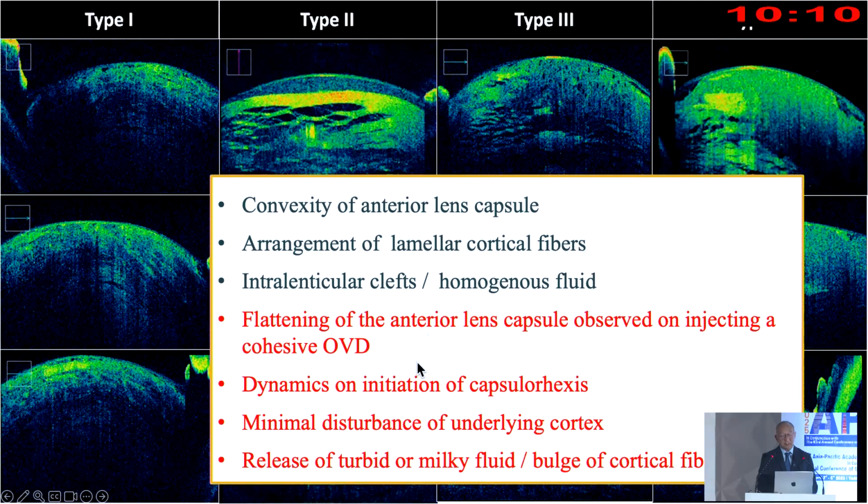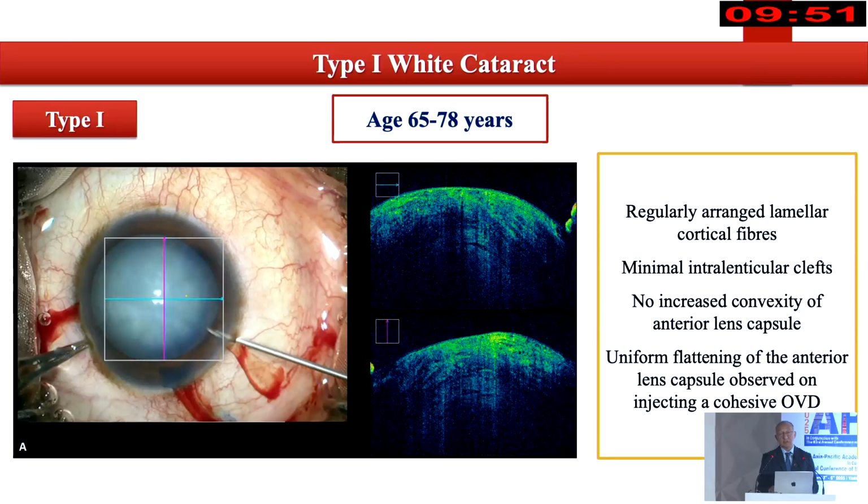The second part was the dynamicity, that is, the flattening of the anterior lens capsule after injection of viscoelastic: how much flattening happens, the dynamicity of initiation of the initial nick or capsular axis, the disturbance of underlying cortex, and release of fluid, which may be milky, may be turbid, or may be no fluid at all. Based on that, we did a classification. This imaging gave us the idea what should be done.